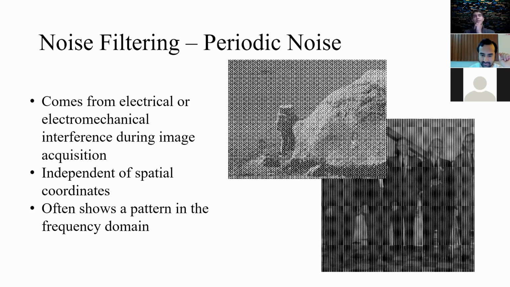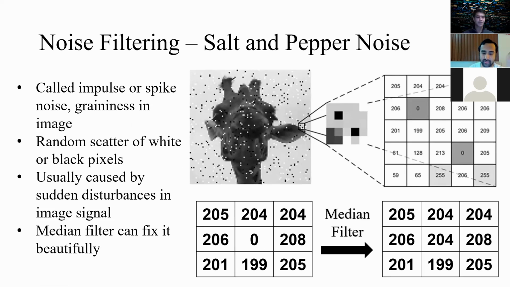Okay. The next type of noise that we can deal with is called salt and pepper noise. These are also called impulse or spike noise. They're like raininess in your image. They usually show up as a random scatter of white or black pixels. And if you've ever seen white noise in an image or a TV signal, that would count as salt and pepper noise. And the way to remove this noise is fairly interesting.